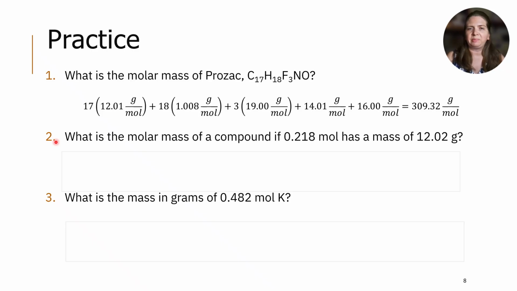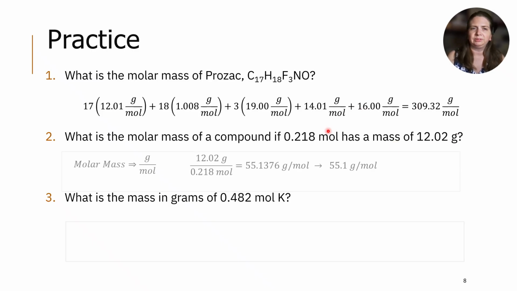For the second problem, we are asked to find the molar mass of a compound if 0.218 moles has a mass of 12.02 grams. Molar mass has units of grams per mole, so we need to divide the mass by the number of moles. 12.02 grams divided by 0.218 moles is equal to 55.1 grams per mole.